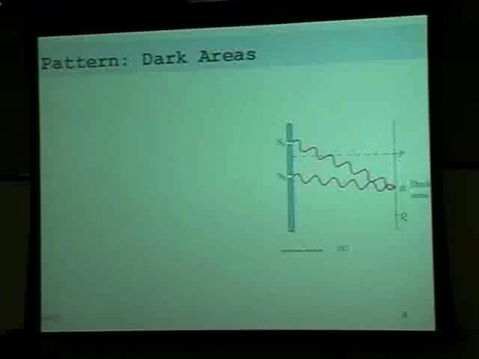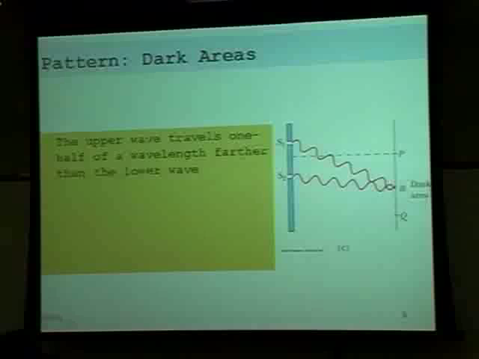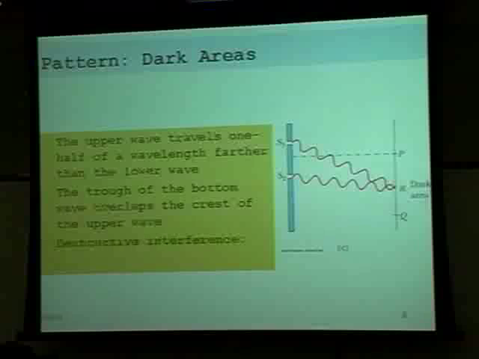For the dark areas, the upper wave in this case would travel an odd multiple of half wavelengths further, so that when you hit the screen, one is going up while the other one's going down. In other words, the trough of the bottom wave overlaps the crest of the upper wave, or vice versa, and you have destructive interference, and a dark fringe occurs.